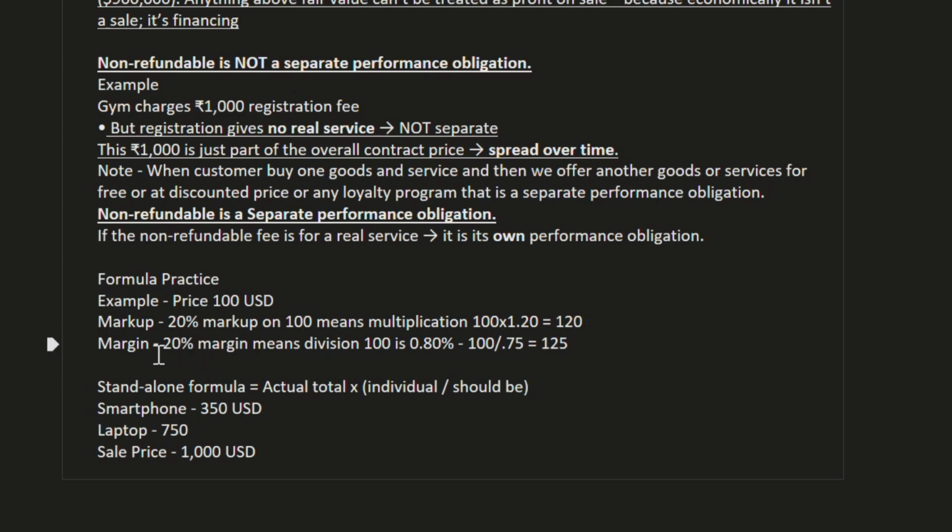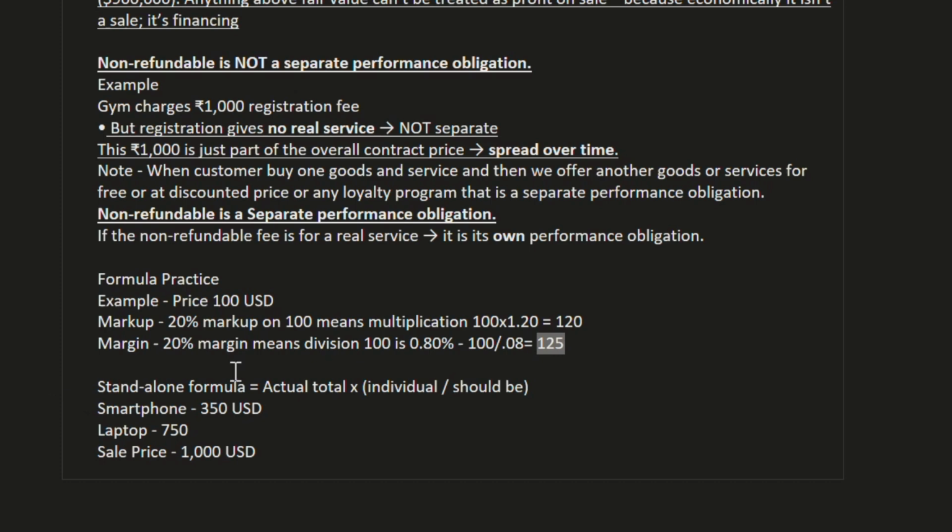Margin means division. Margin percentage means division. We have a 100 price, so now 100 will become 80%. So 100 divided by 0.8 will be 125. So 125 is our final price, with a 20% margin on 100.